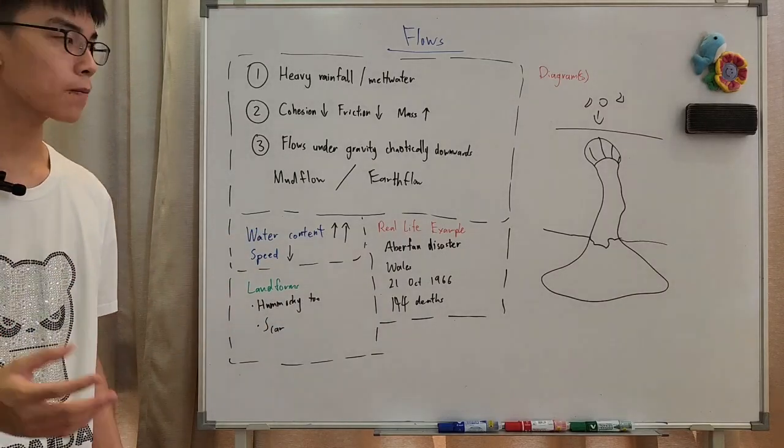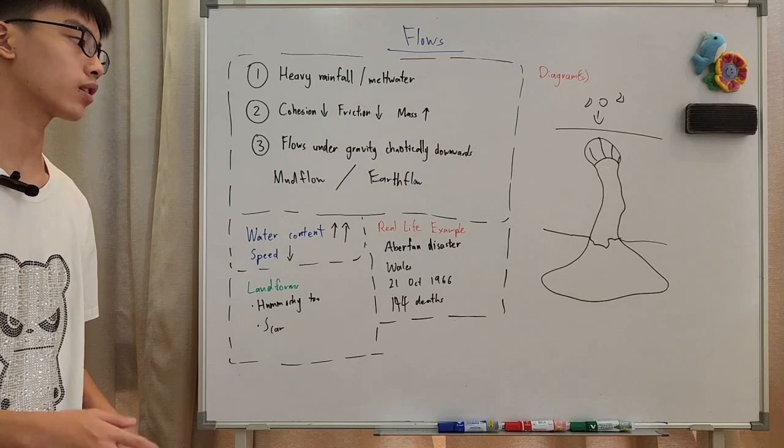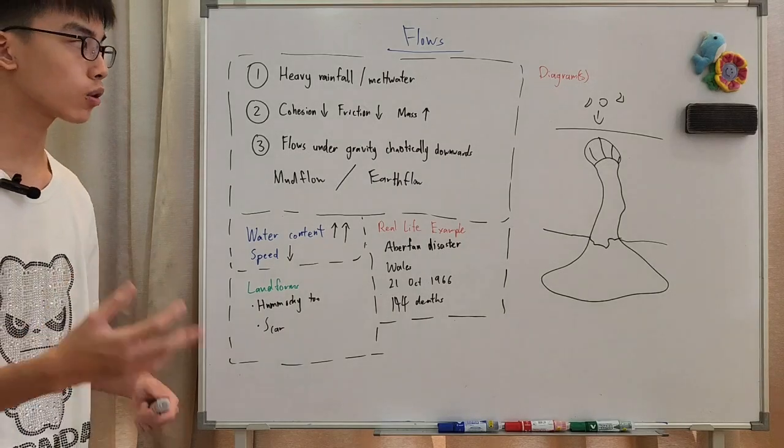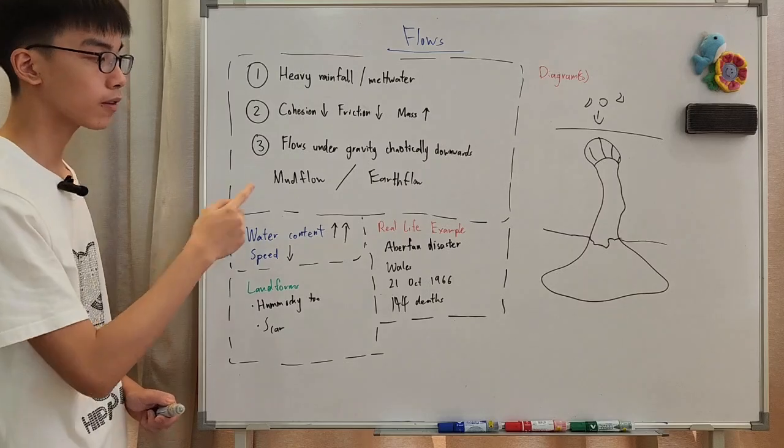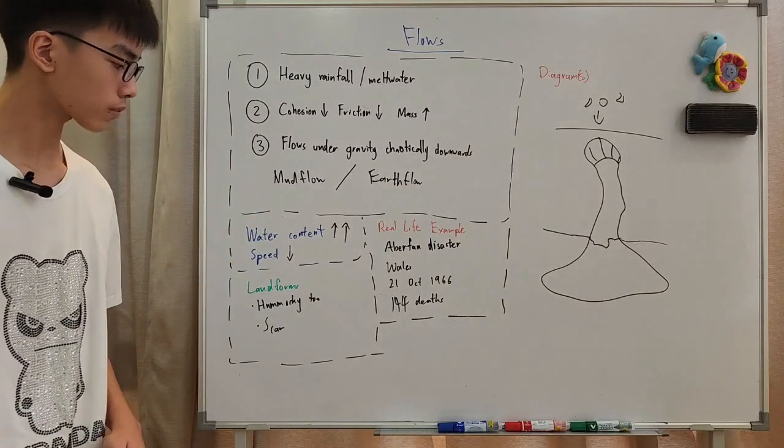Speed is relatively slow because it's not moving completely under the influence of gravity. There's still quite a lot of friction involved, so it's slow. But remember, mud flow is faster than earth flow.